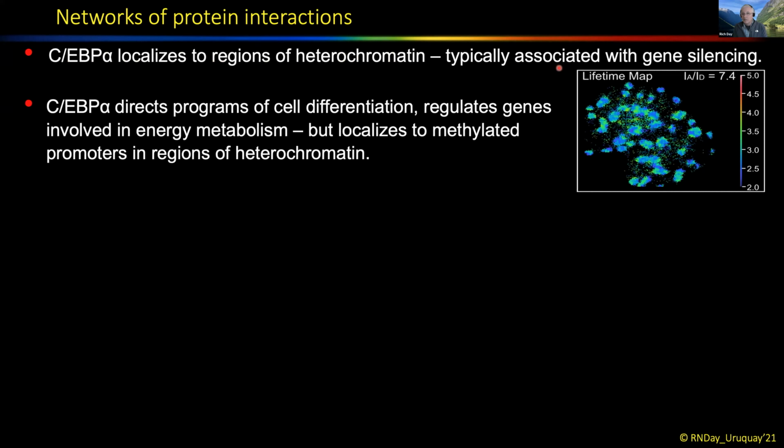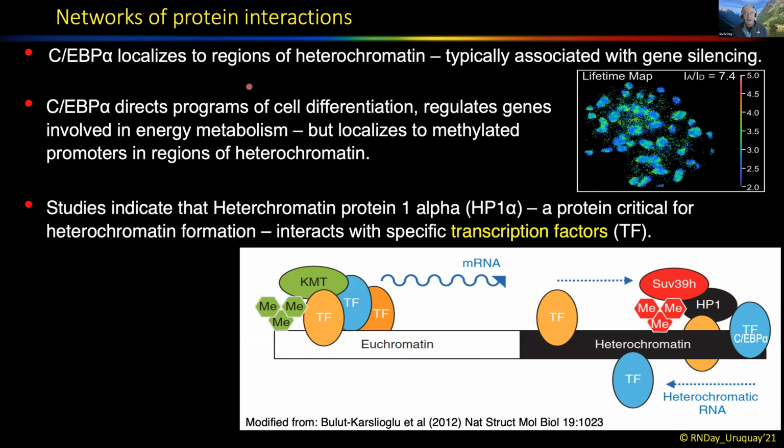These regions are usually associated with gene silencing. CEBP alpha is important in directing programs of cell differentiation, so it regulates genes involved in energy metabolism and other genes involved in differentiation, but it likes to bind to methylated DNA and heterochromatin. And so we were wondering, why does it bind to methylated DNA, and who is it talking to when it's bound there?